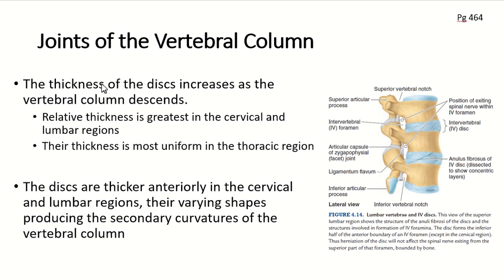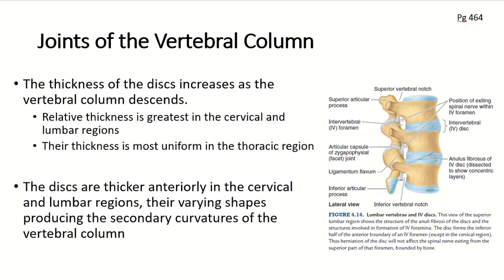As we know, the thickness of the discs actually increases as the lumbar column descends. You get these relative thicknesses that are specifically in the cervical and the lumbar regions, and the reason that you have what's called the cervical and the lumbar enlargement is because the sheer number of nerves that have to go out of the spinal cord and innervate the musculature of the arms and the legs needs more space, and that's why those are larger. In contrast, the discs in the thoracic region are much more uniform in nature.